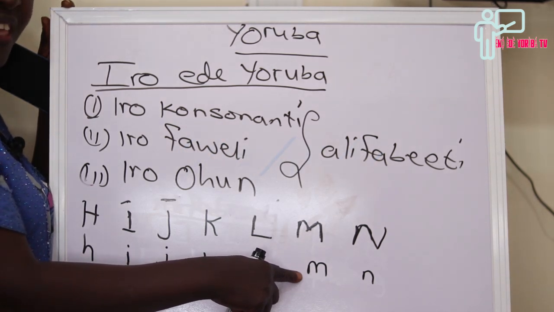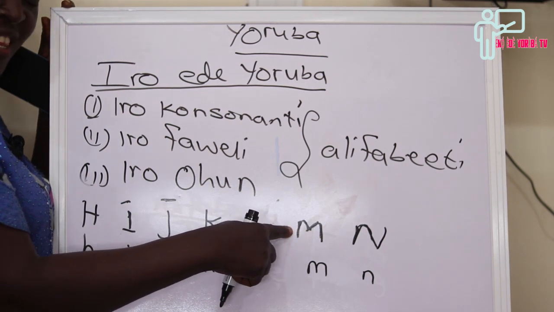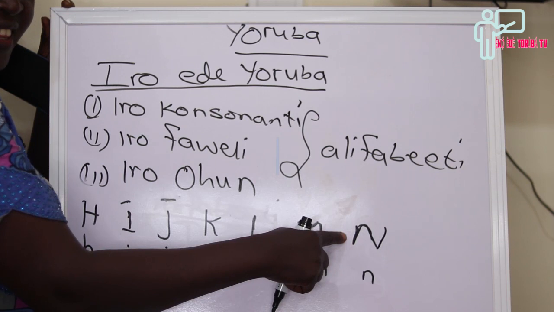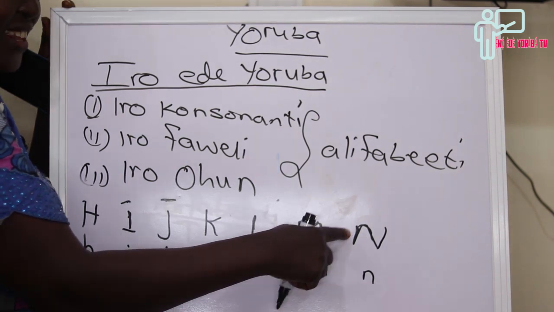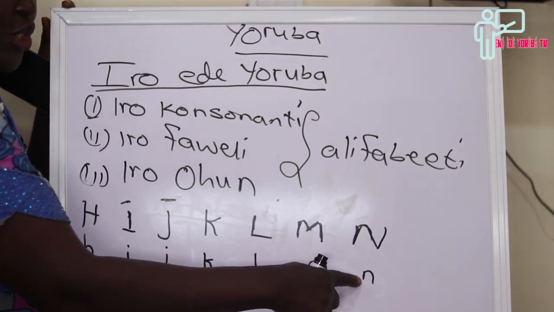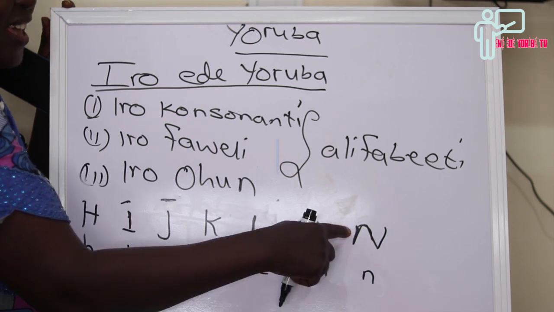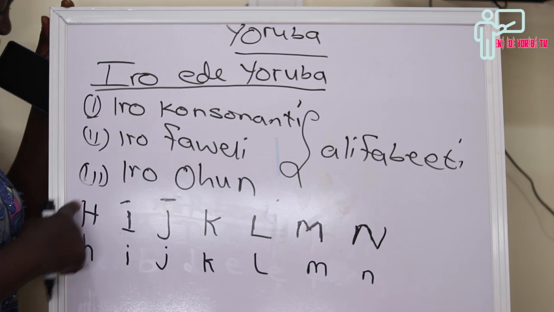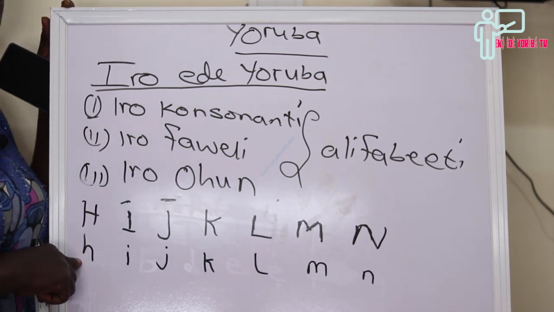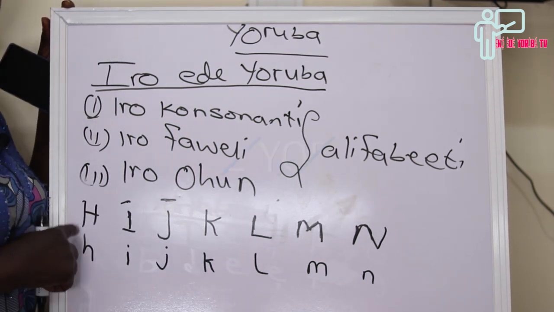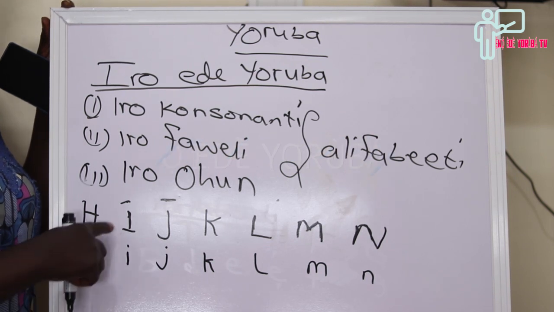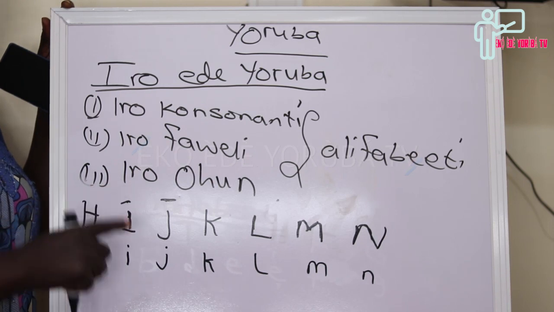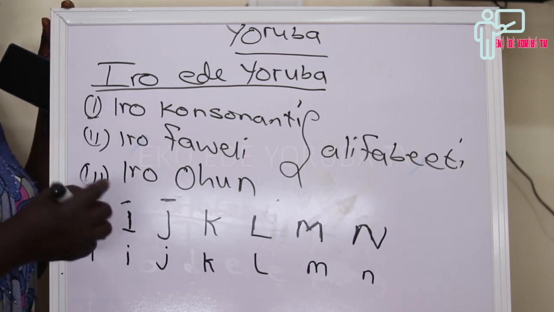A pè ní mi ńlá, mi kékeré. N, ni, which is small n, ni. Hi ńlá, hi kékeré, say it. Hi ńlá, hi kékeré, I. Can you see that the difference, it sounds differently, but they just resemble.